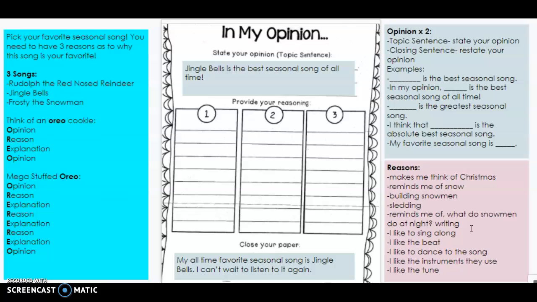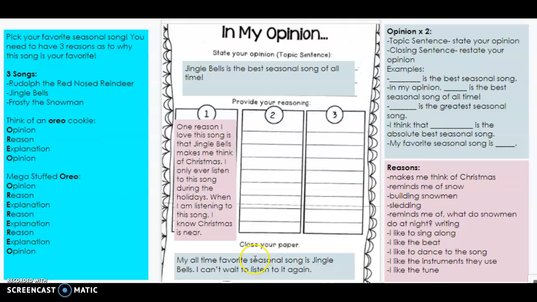And I think my 3rd reason will be that it makes me think of Christmas because we hear it during this time of the year. So each of those reasons is going to be in its own box, and then I will have to explain the reason. So I'm going to start off with, it makes me think of Christmas. So my first reason here in this box says, one reason I love this song is that Jingle Bells makes me think of Christmas. So I turn my reason, makes me think of Christmas, into a complete sentence. I only ever listen to this song during the holidays. When I am listening to this song, I know Christmas is near.